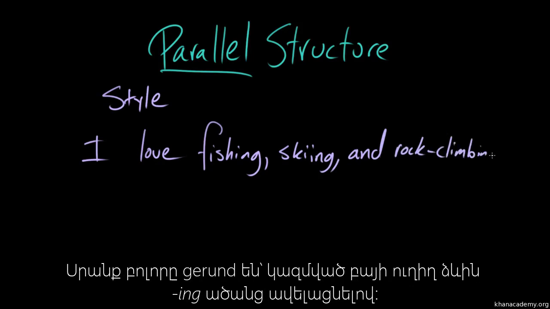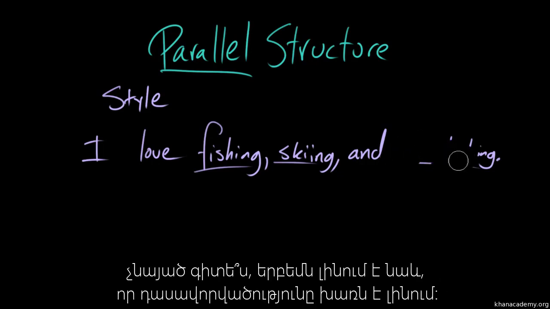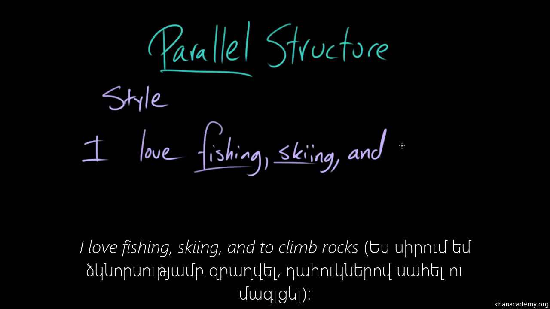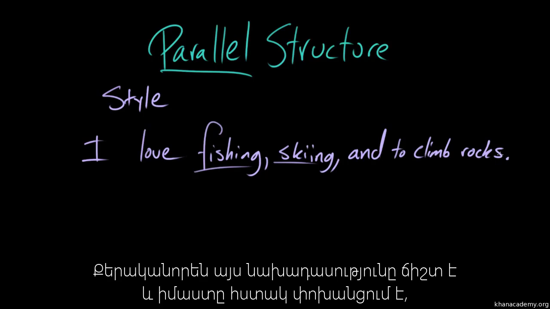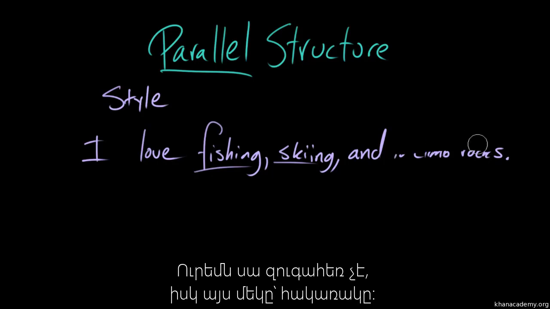Now, each one of these is a gerund, right? It is the ing form of a verb. We're using it as a noun. And this sentence exhibits parallel structure. But sometimes you'll see a sentence that'll mess that up, right? So let's say you were editing someone's personal statement, an athlete's personal statement. And they said, I love fishing, skiing, and to climb rocks. Now, there's nothing grammatically incorrect about this sentence. It makes sense, it is legal in the way that it is composed, but stylistically, it just doesn't harmonize. So this is not parallel, but this is.